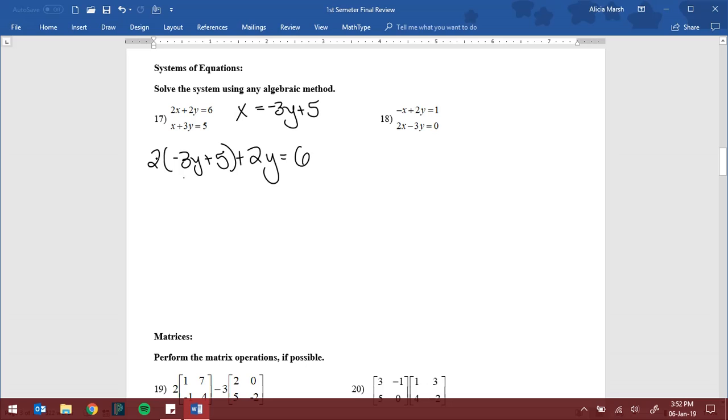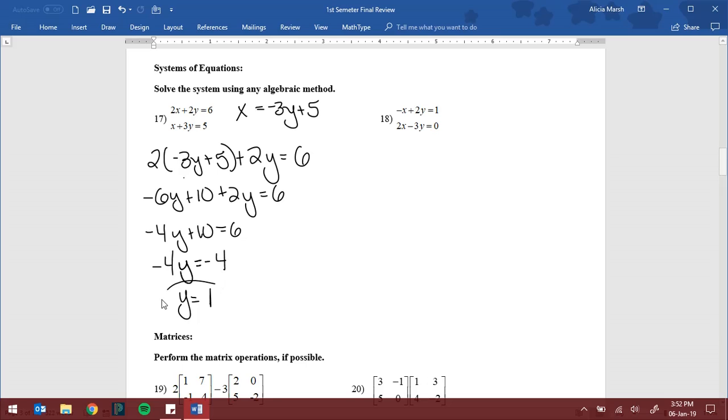Okay. Distribute that 2 in: negative 6y plus 10 plus 2y equals 6, because now I'm just down to a variable of y. Negative 4y plus 10 equals 6. I'm going to start to solve here for my y. Minus 10, that would be negative 4. So y equals 1. Okay.